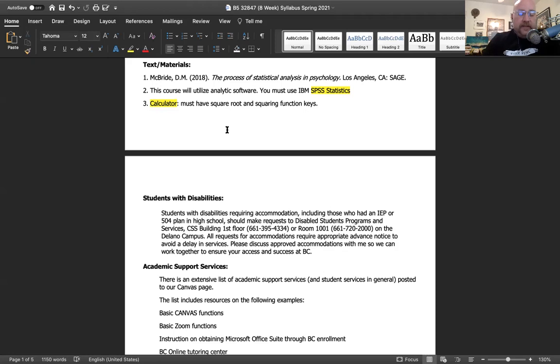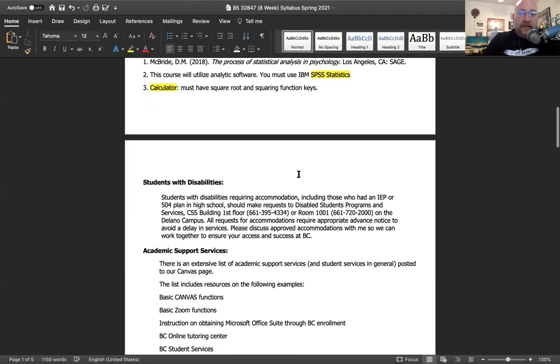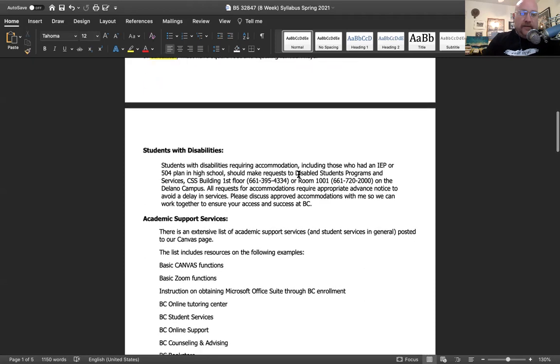Arithmetic is used for statistics. So as long as you have a calculator that can do those things, and most of you have a phone, right? If you have a smartphone, you've got a calculator, so you're good to go, right? Okay, so the book, I'll tell you more about SPSS soon, and a calculator, and you'll be all set for the class.